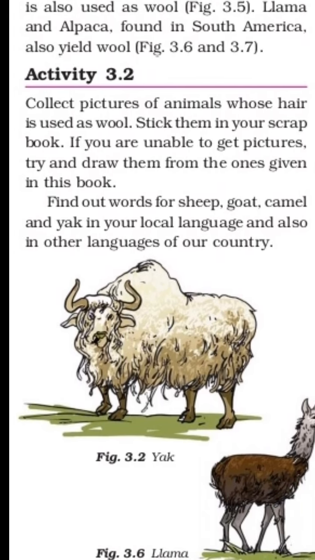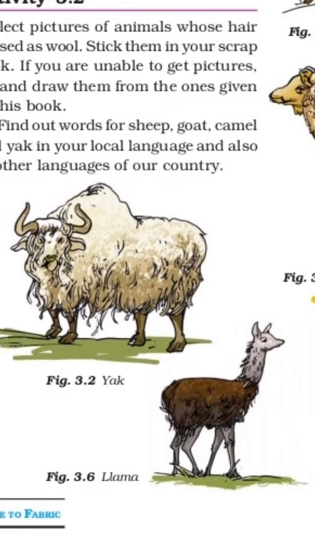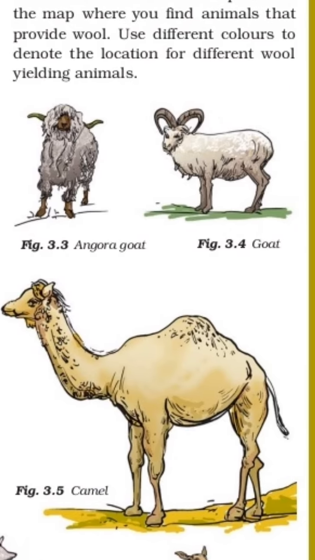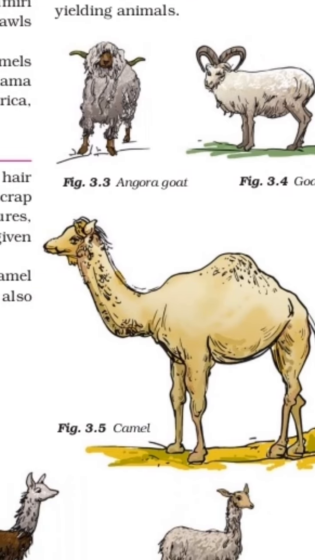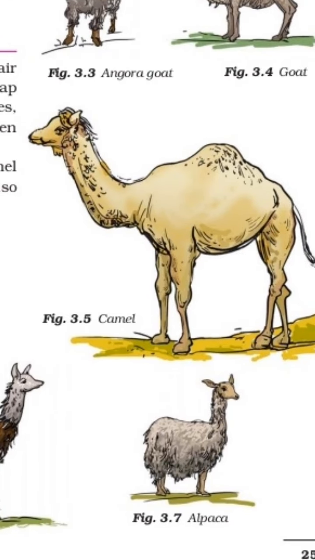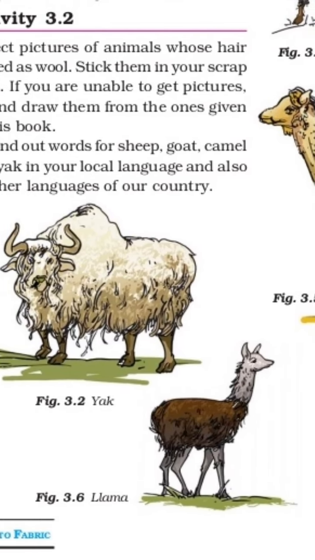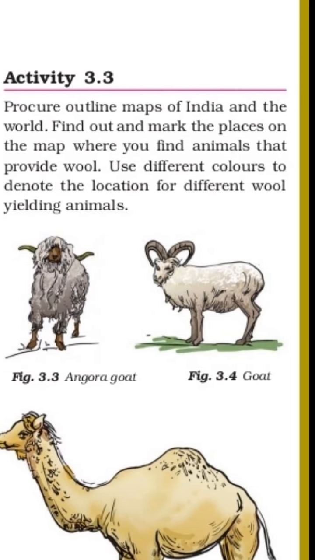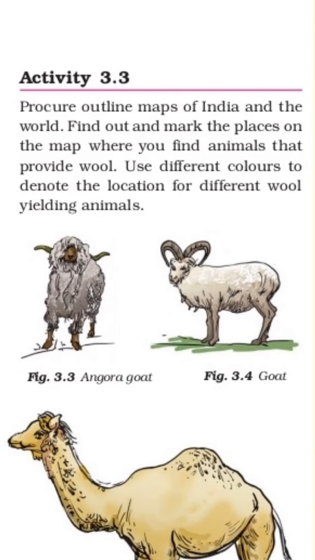Here some animal pictures are shown downside. First, Angora goat 3.3, then goat, normal goat, then camel, alpaca and llama, and yak are mentioned there. These pictures are mentioned. Again one activity was mentioned on the upper side, activity 3.3. This is also a simple activity.